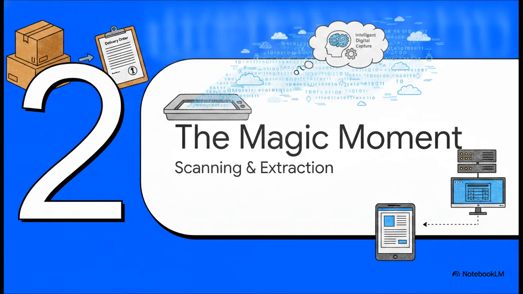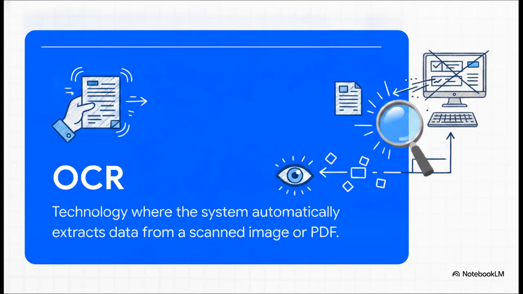Which brings us to the magic moment, scanning and data extraction. So, you've safely staged the physical goods. Now, grab that physical delivery order or invoice we verified earlier and step over to the document scanning station. This is where our paper protagonist gets its digital upgrade through OCR, which stands for optical character recognition.